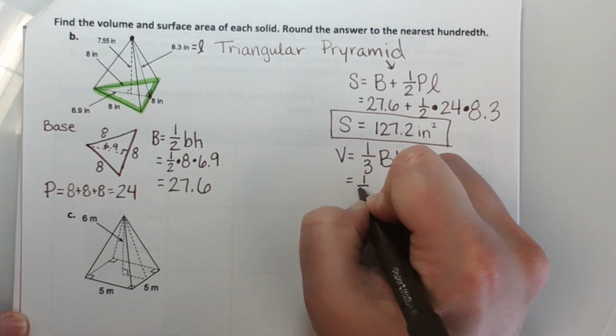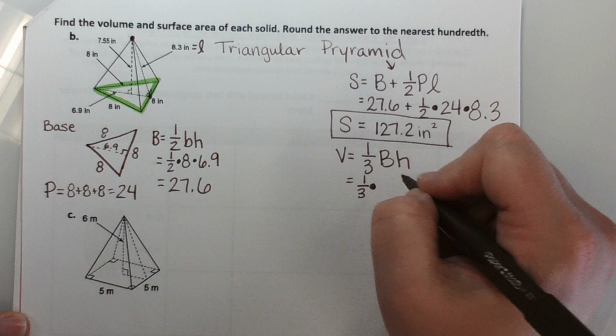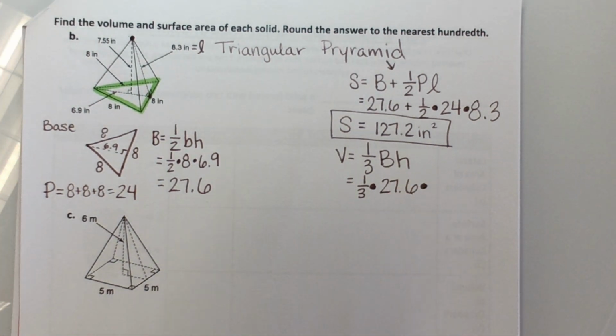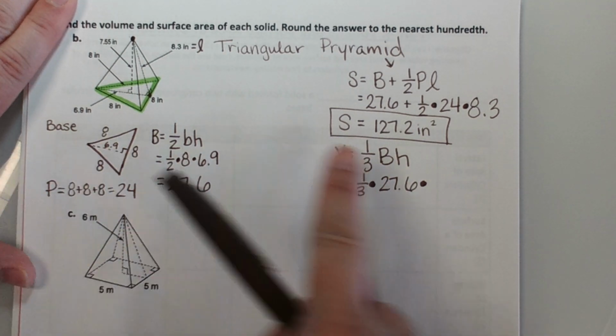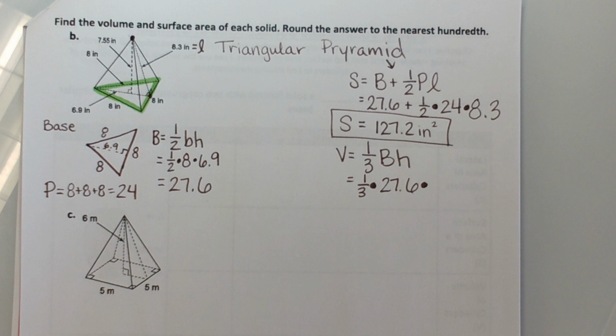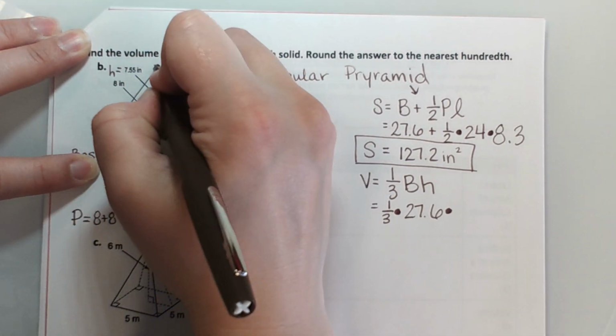Okay, volume 1/3 times base area we said was 27.6 times... Dominic, what would be H? Be careful. This H and this H are two different H's. This is the height of the triangle. This H, I want the height of the pyramid. The height of the pyramid goes from the point of the pyramid down to the base. 7.55. This is our H because of where it's located.